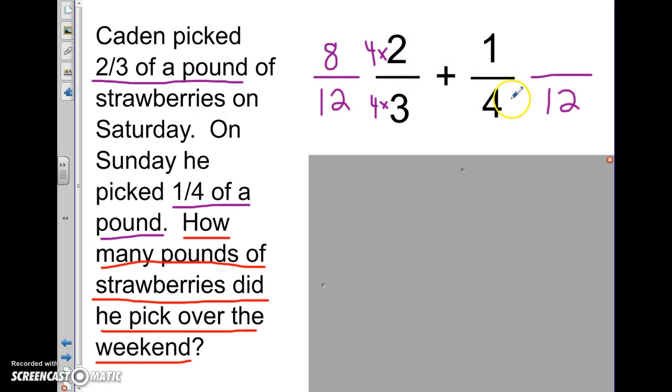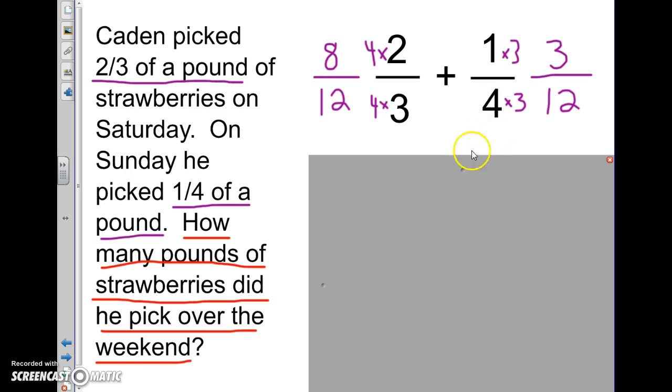And now for 1/4. Which multiple of 4 is 12? I know that 4 times 3 is 12. Again, I have to do the same on the top that I did on the bottom. So I've got 1 times 3 equals 3. That means 3/12 is equivalent to 1/4.